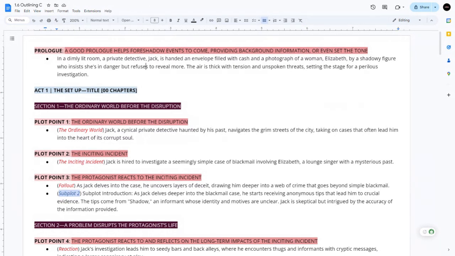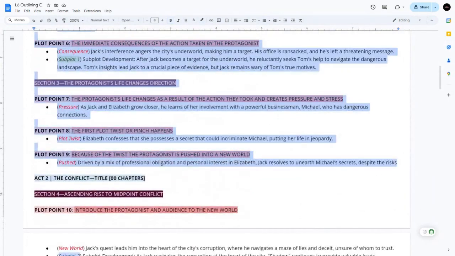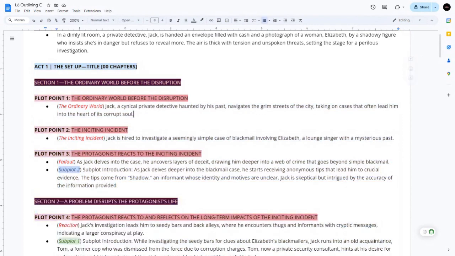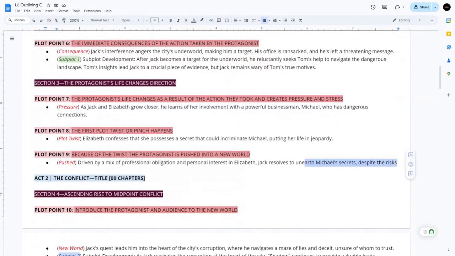Okay, when we talked about it, I said you could break Act One into its own book, and then you could break down Act Two, and then ultimately Act Three, and that would be three novels. So in this noir that we have been working on, the first book would start with Jack, a cynical private detective haunted by his past, navigating the grim streets of the city. And then the book would end with, driven by a mix of professional obligation and personal interests in Elizabeth, Jack resolves to unearth Michael's secrets despite the risks.